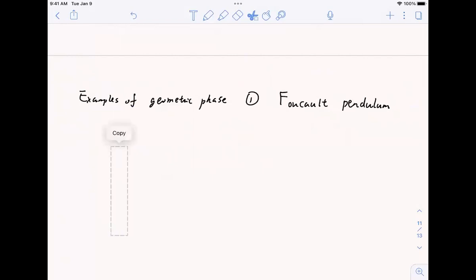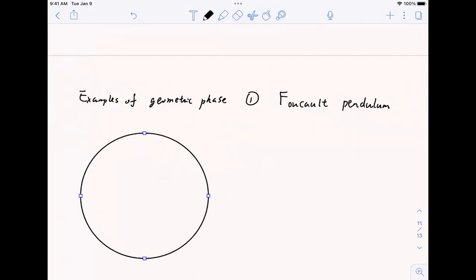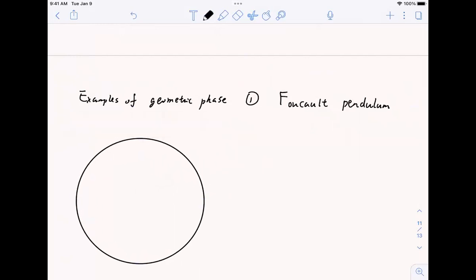So let's consider the globe. This is the Earth. This is our equator. So let's say you have a pendulum that is oscillating at the North Pole. Okay, let's say this is the North Pole. It's oscillating along the direction of here.